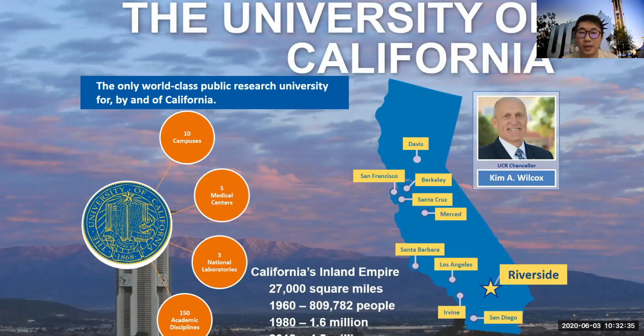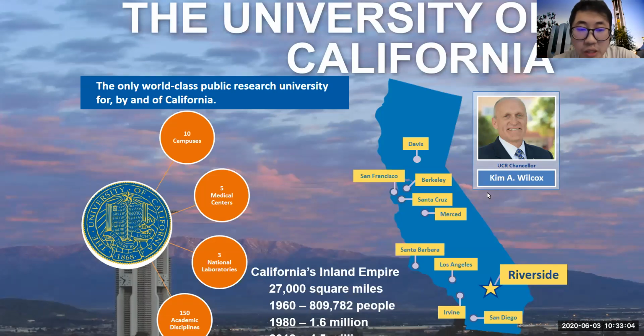So I'm sure you are familiar with the UC system. University of California is a world-class public research-based university. We are also known as the public Ivy League, and we have 10 campuses all over California, from Davis in the north all the way to San Diego. Out of the 10 campuses, 9 have undergraduate degrees. We have undergraduate, master, and PhD degrees.